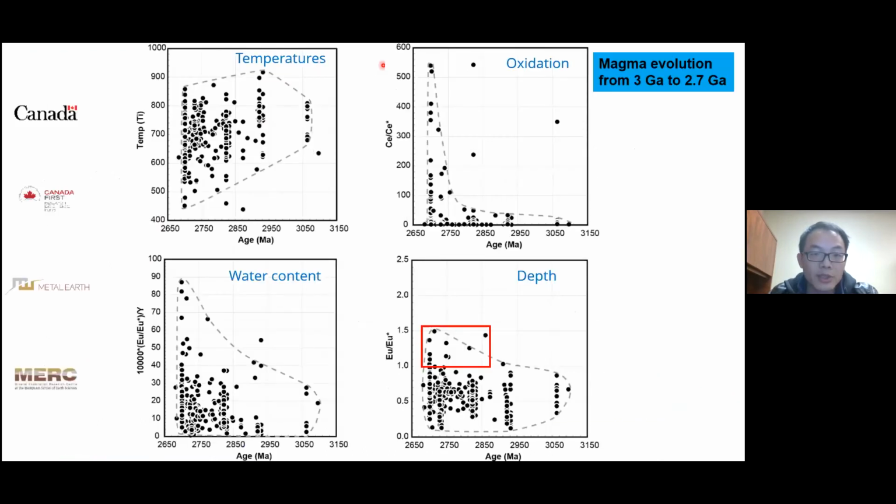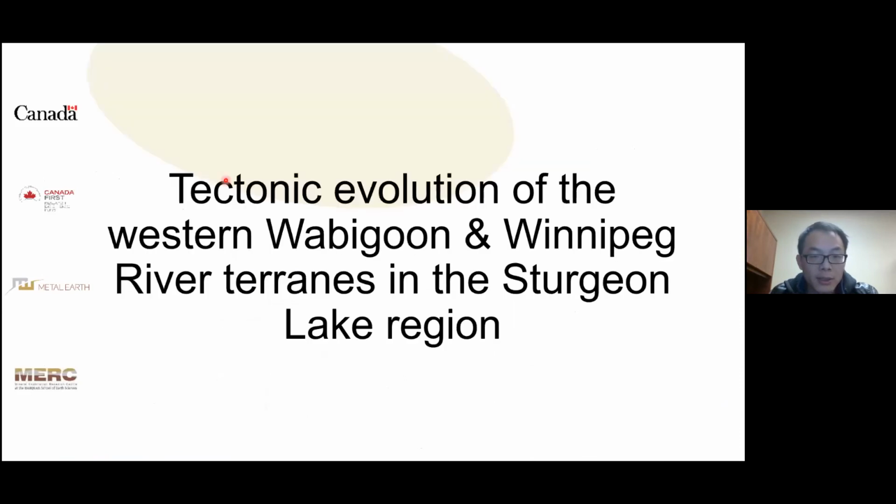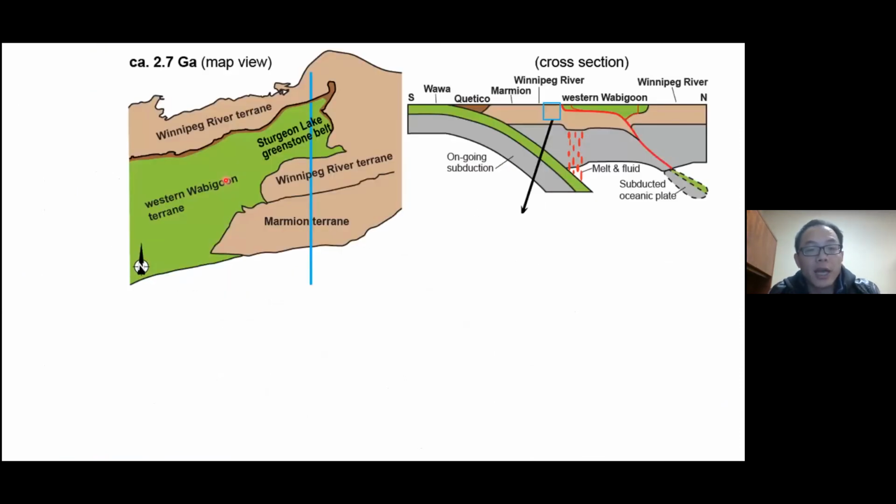Then the temperature, water content, and oxidation depth all show some interesting trends, which are outlined here. And the increase of water content and the decrease of temperature over time seem to match pretty well. So overall, the tectonic evolution in this region, here is a regional map, a cross section along this line, Sturgeon Lake and the surrounding greenstone belt are here in the upper crust.